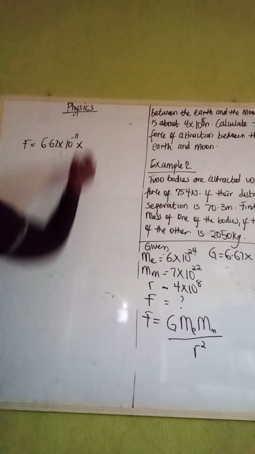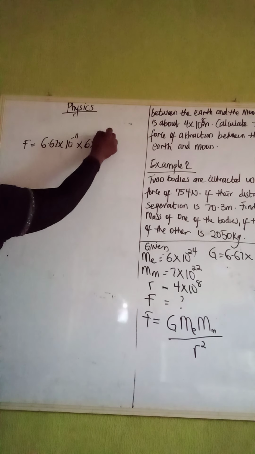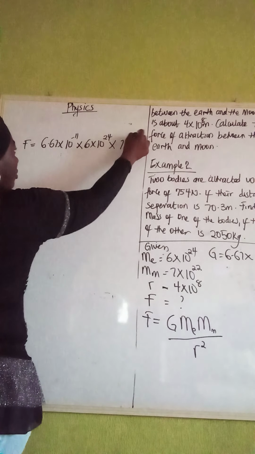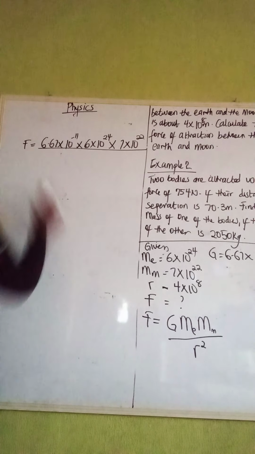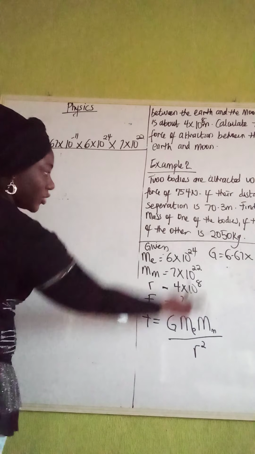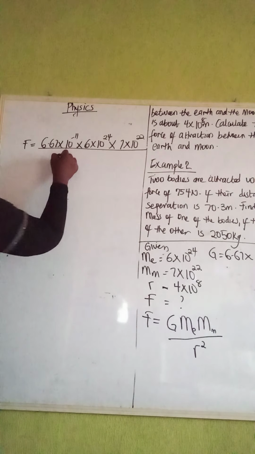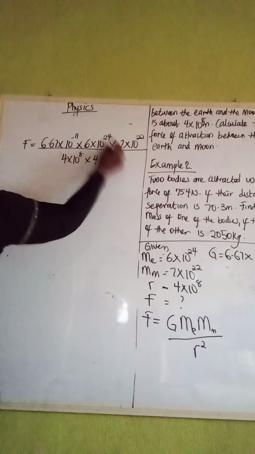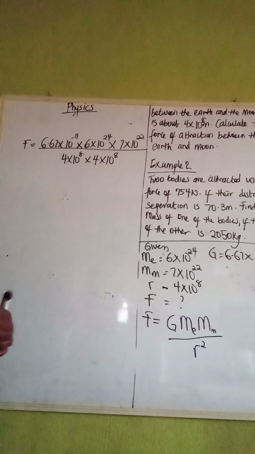The mass of the earth, 6 times 10 raised to the power 24. The mass of the moon, 7 times 10 raised to the power 22. Everything over r squared, so we have to square our r, which is 4 times 10 raised to the power 8 times 4 times 10 raised to the power 8. Did you get that illustration?